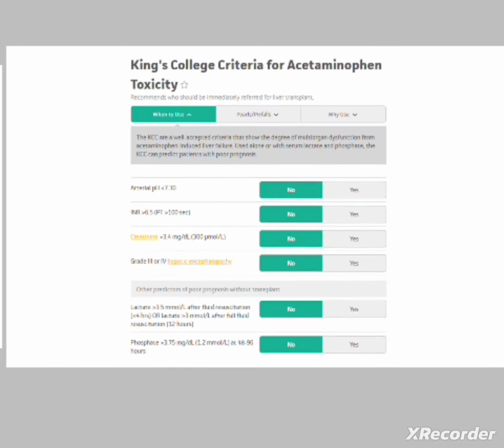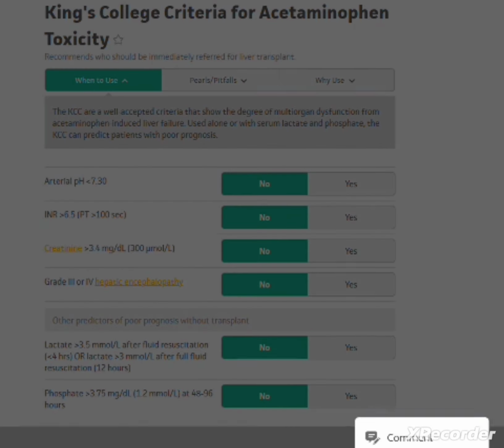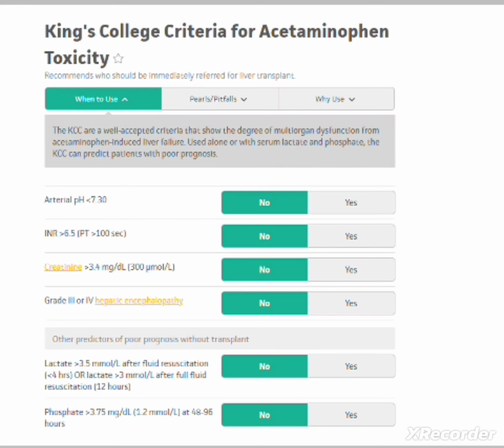So let's have a look at the King's College criteria. King's College criteria can be used in many scenarios, by the way, but for MRCP exams, it's usually associated with paracetamol overdose, and these criteria depend on these parameters. The first is arterial pH less than 7.30, meaning it's acidosis. And this type of acidosis is metabolic acidosis. See here, lactate is above 3.5. So metabolic acidosis means that there is hypoperfusion all over the body, and it signifies the severity of paracetamol overdose.